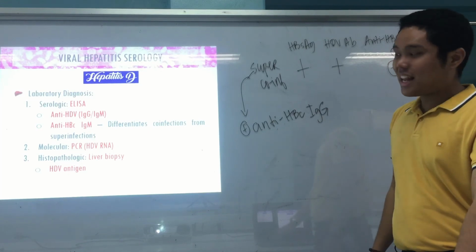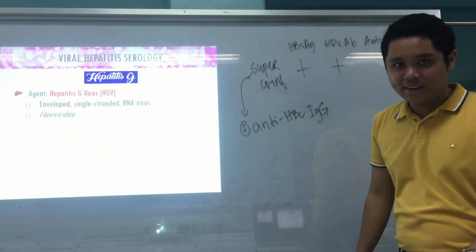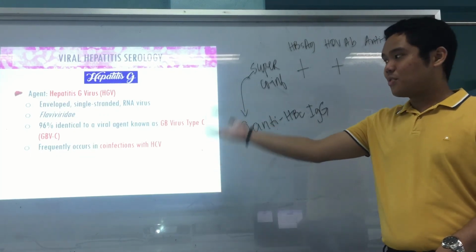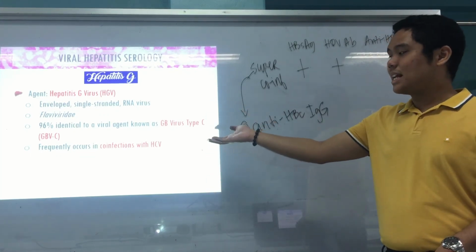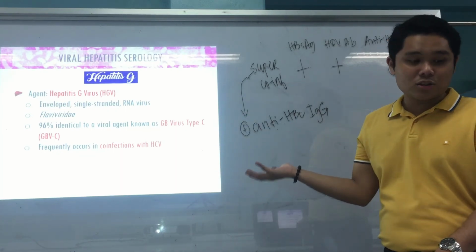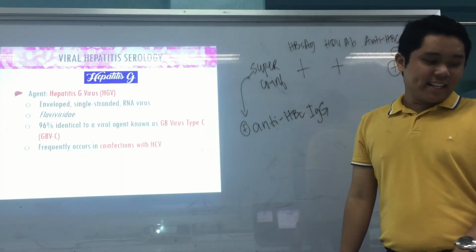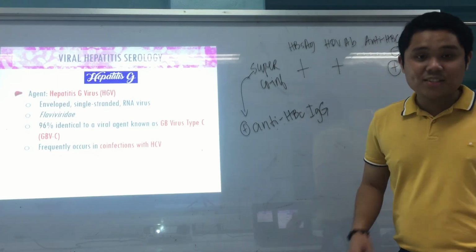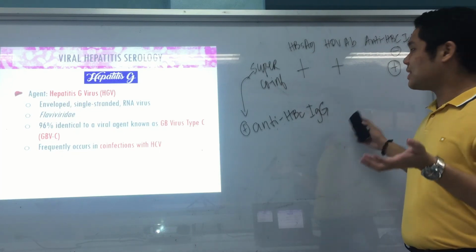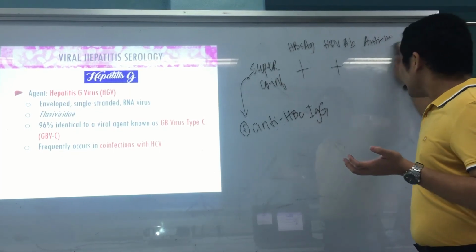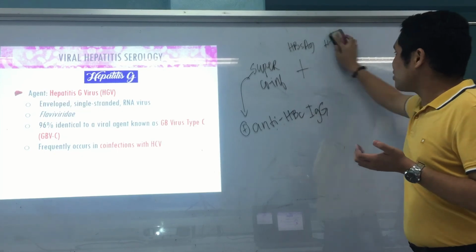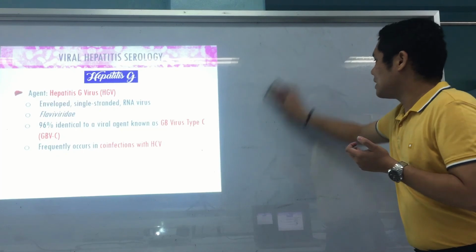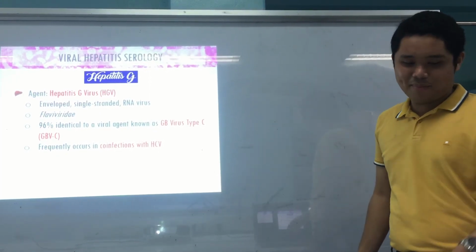Alright, okay. And for the last virus, we have the Hepatitis G virus. The Hepatitis G virus is an enveloped single-stranded RNA virus of the Flaviviridae family. So it's 96% identical to a viral agent known as GB virus type C. And it occurs with co-infections with HCV. Ayan. So kung ang Hepatitis D ganahan siya sa Hepatitis B, okay, ang Hepatitis G ganahan siya sa Hepatitis C. Ayan. So mga co-infections with Hepatitis C. So they go together, hand in hand.